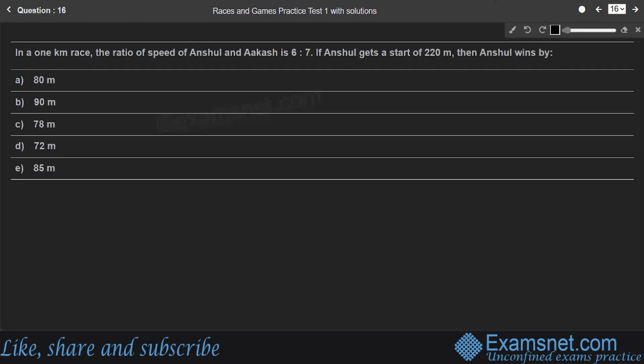Question number 16. In a 1 kilometer race, the ratio of speed of Anshul and Akash is 6:7. If Anshul gets a start of 220 meter, then Anshul wins by. So very easy question. We'll consider a track of 1 kilometer or 1000 meter. Here the ratio of speed of Anshul and Akash is 6:7. That means if Anshul covers 6 meter of distance, at that time Akash will be covering 7 meters of distance.